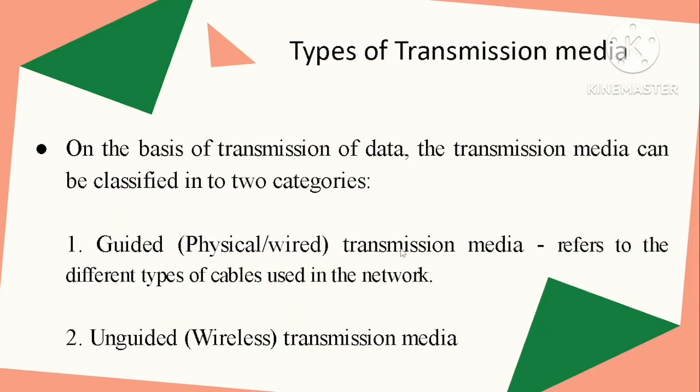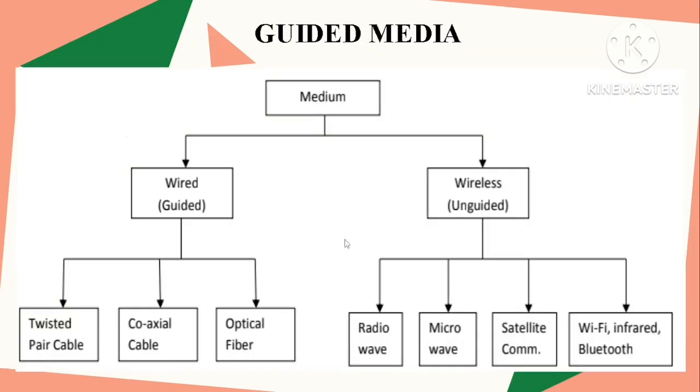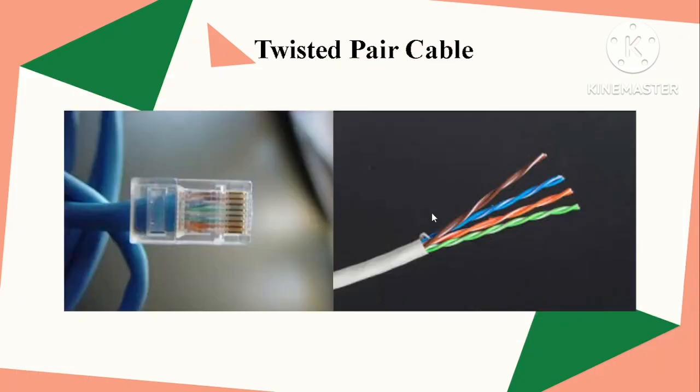What are the two types of transmission media? Guided and unguided. Guided means wired transmission. That is the different types of cables which are used in networks to transfer data. Unguided means wireless transmission media. See, here are the wired transmission media. There are three kinds of wires: twisted pair cable, coaxial and optical fiber.